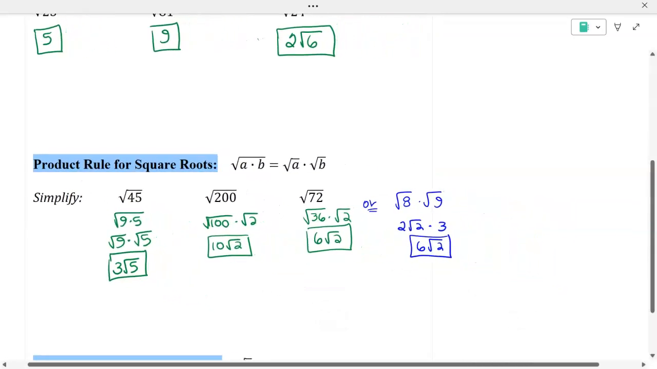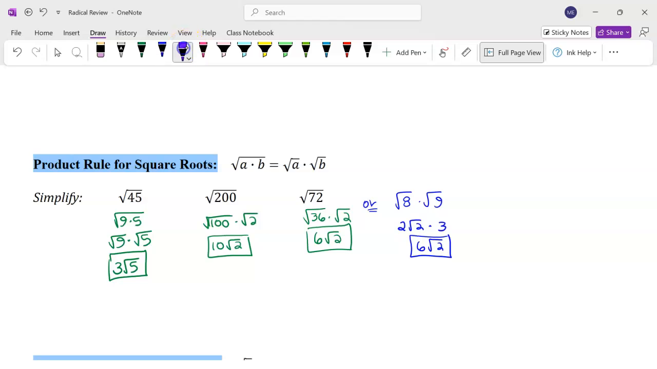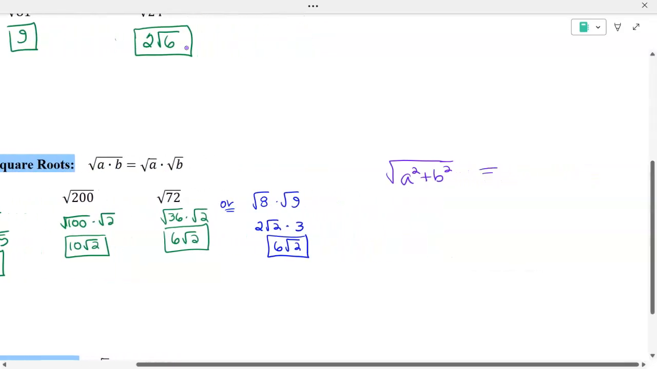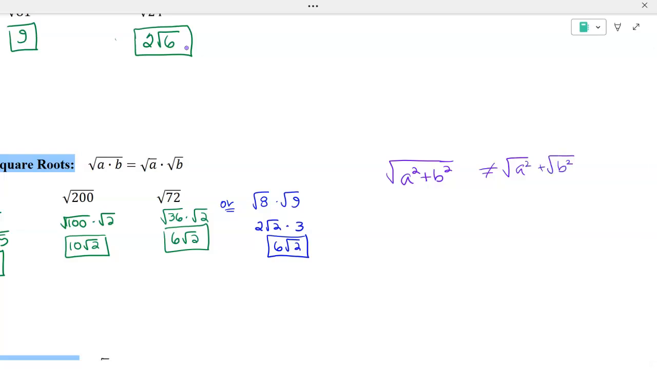Now, one thing I do want to point out here is that if you had something like the square root of, we'll just say a squared plus b squared, we cannot pull out the square root of a squared plus the square root of b squared. That is not good math right there.